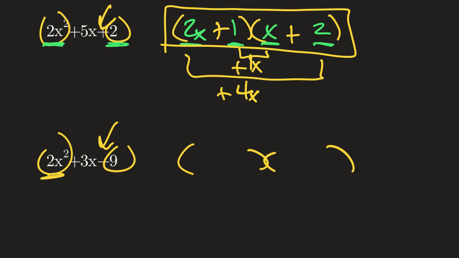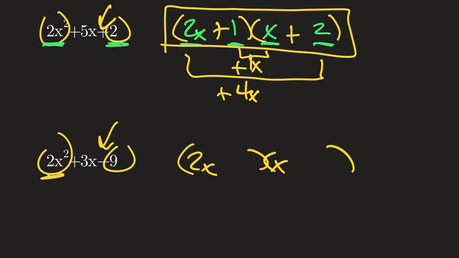Two x squared. What's the only way we're going to get 2x squared? 2x, 1x. Pencil it in. That's the only way you're going to multiply and get 2x squared, 2x and 1x, using integer numbers. Okay?